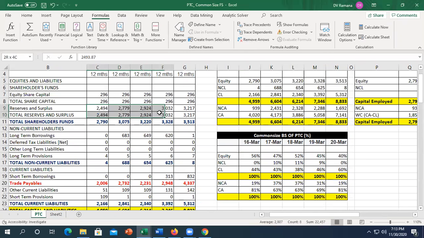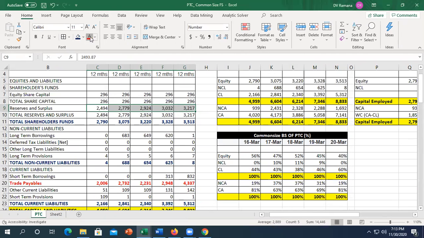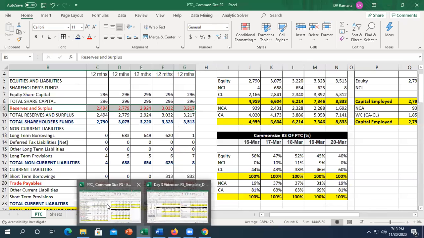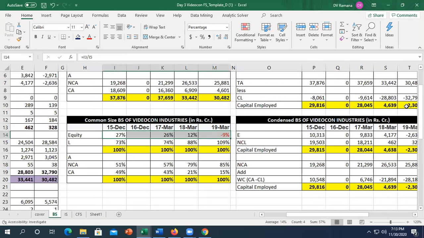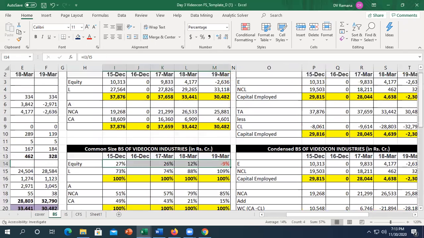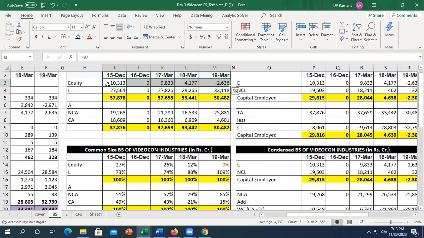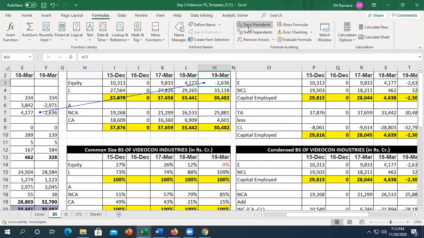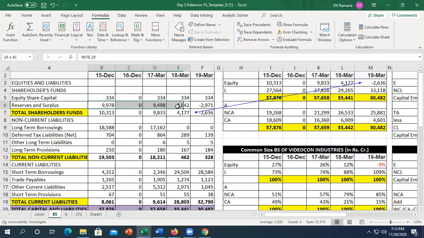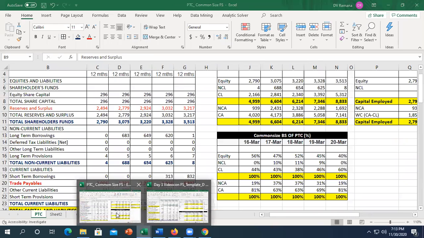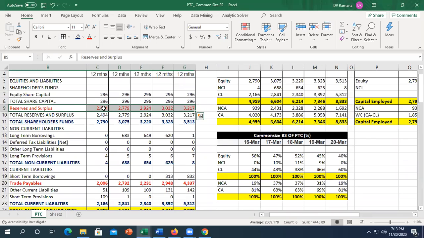because the reserves are all through positive, and not only positive, they are also increasing over a period of time. Whereas in Videocon, the equity has been decreasing and has become negative, because the equity has decreased from 10,000 crore to minus 2,636 crore. And why this minus 2,636 crore? We can see that the reserves have been continuously falling and have become negative. So the fall in the equity is due to the reserves. In this case, the rise in equity is due to the increasing reserves. And that is visible through the common size balance sheet.